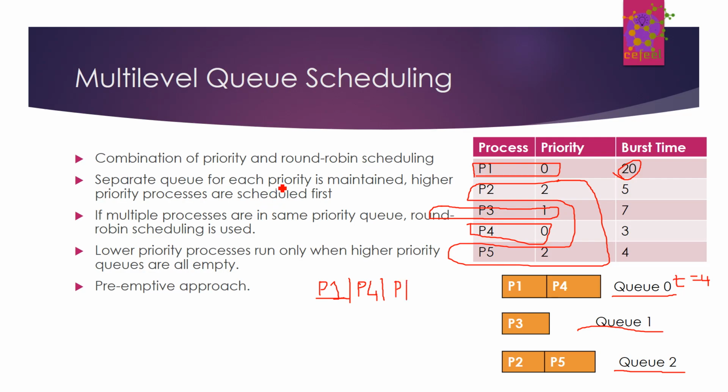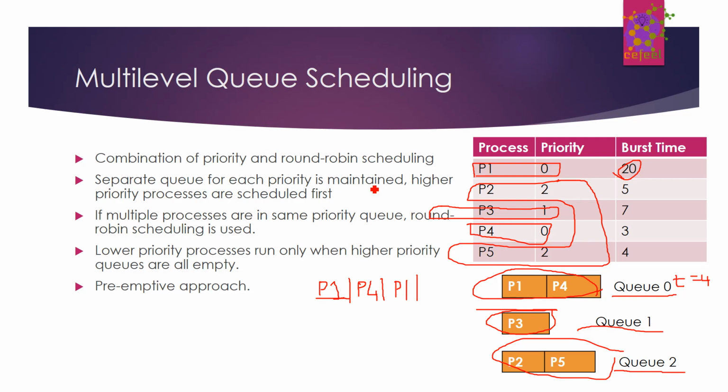So what happens is round robin scheduling is used within processes of the same priority, and processes of the next priority are only executed after higher priority processes are complete. So once P1 and P4 are done, that is at the end of 20 plus 3, that is 23, then only P3 will get a chance, and once P3 is complete, then only P2 and P5 will get a chance. So notice what this algorithm enabled us.